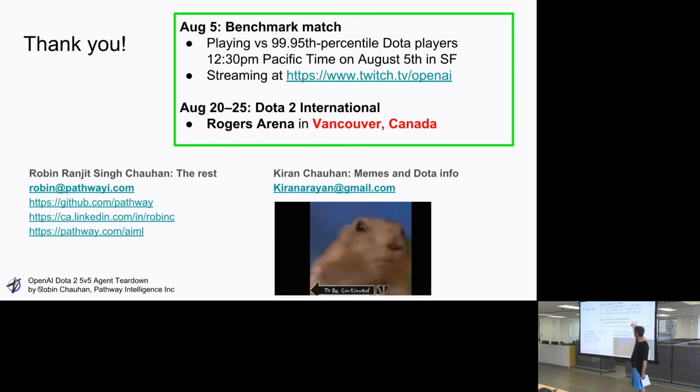So they're actually playing, the huge competition is going to be in Vancouver on August 20th. They're coming here. You can buy tickets for the low price of $500. So I'll be watching online. But it'll be streaming on Twitch, so that'll be quite historic, actually, to watch on Twitch.